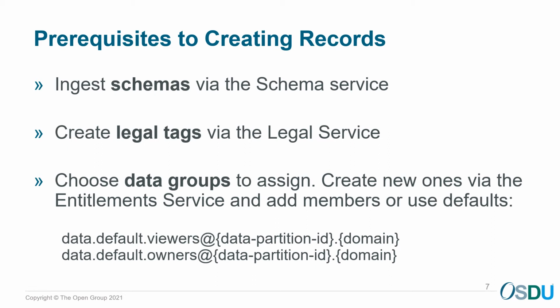Before moving to the examples, I would like to summarize the prerequisites for creating a record. First thing, you definitely need a schema. The schema service provides a full range of APIs to manage schemas. Besides, a legal tag is required to define legal compliance. Next, you must set the viewers and owners access control list. You may either create new groups via the entitlement service or use the default ones. And please make sure there are users added to the groups you have.